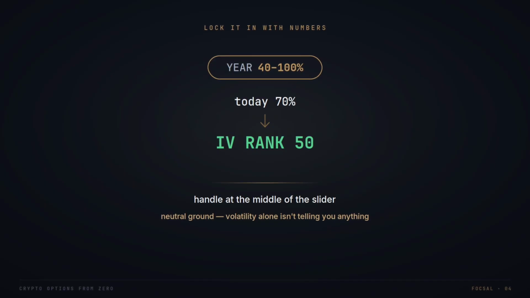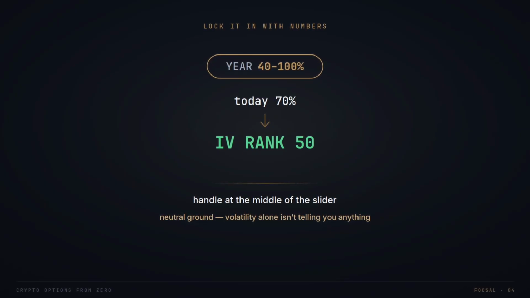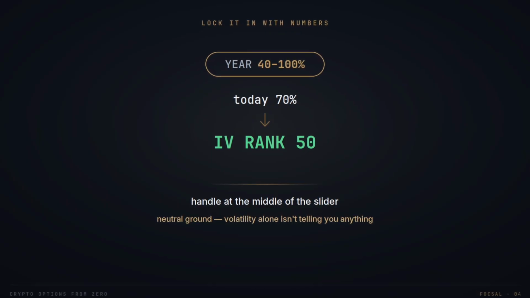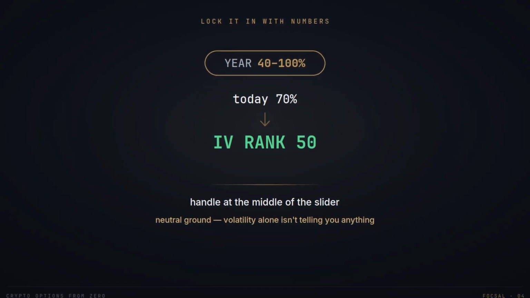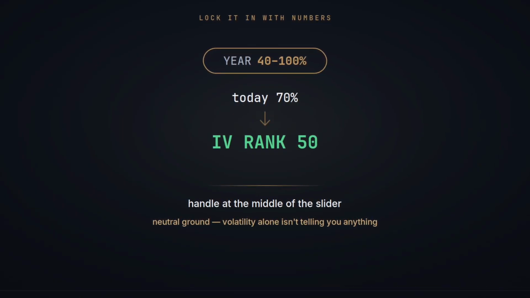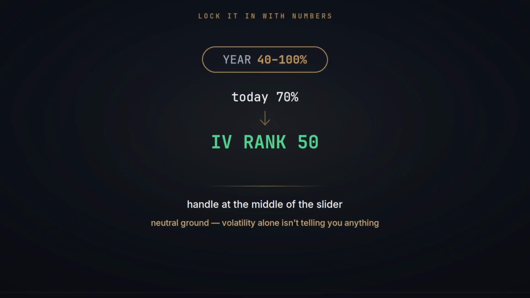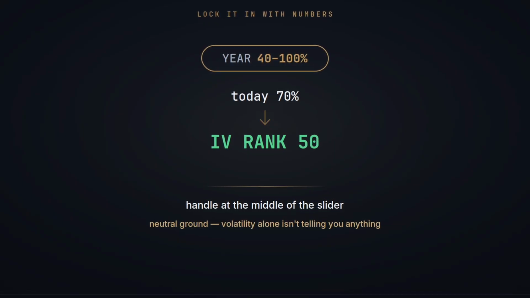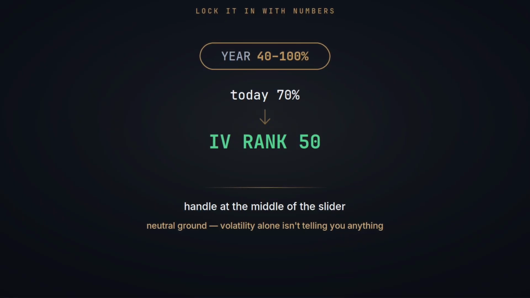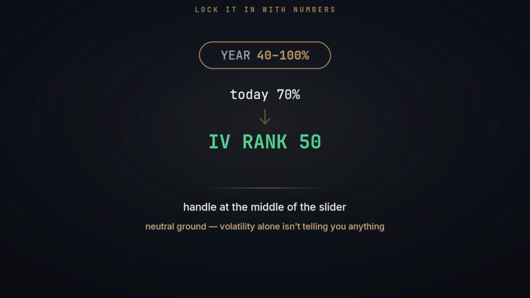On some platforms, you'll see a second indicator calculated slightly differently. Instead of looking at the high and the low, it counts how many days in the year were cheaper than today. It's called IV percentile. You read it the same way. High means expensive, low means cheap. And one line worth remembering backwards. Buying options while the handle sits near the right end of the slider is guaranteed overpaying.